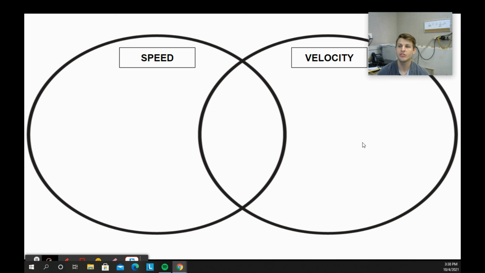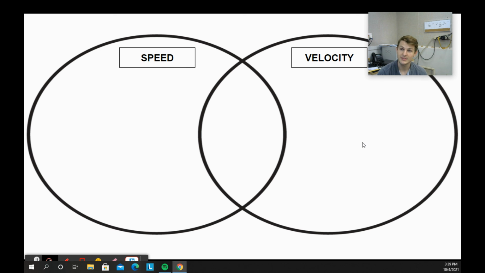So I want you to think in your brain and come up with some ways that speed and velocity are the same, some ways they're different, okay? You've probably done these Venn diagrams before. I don't need you to actually draw it on a piece of paper, but if you want to, it might help. Think about the ways they're the same. Think about some ways that they're different.